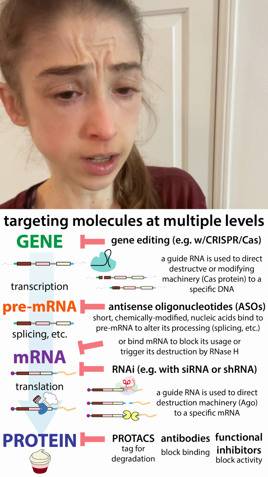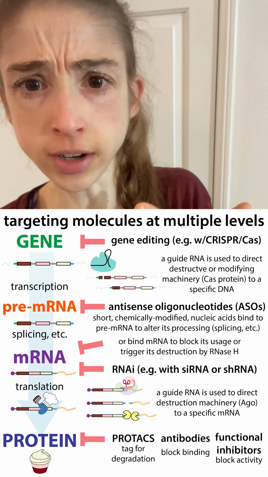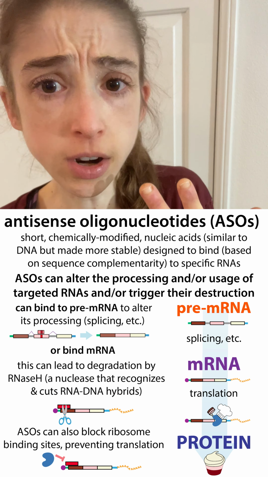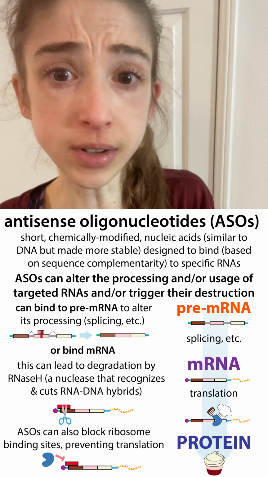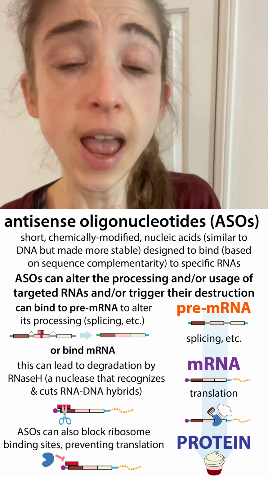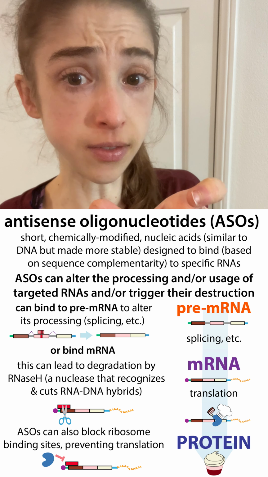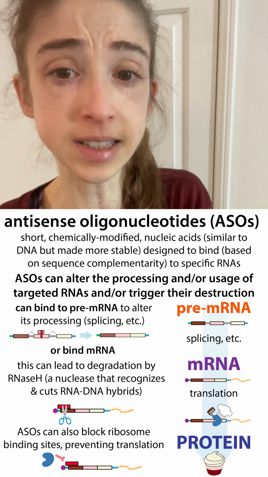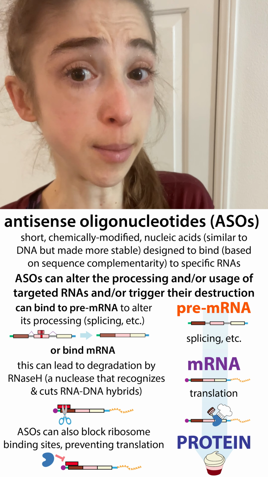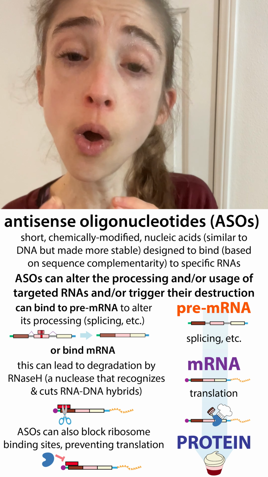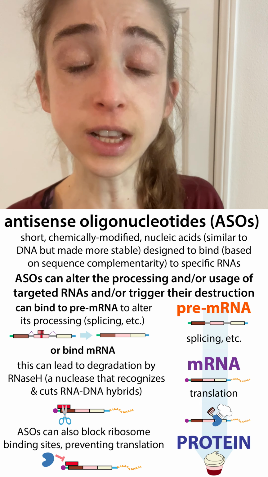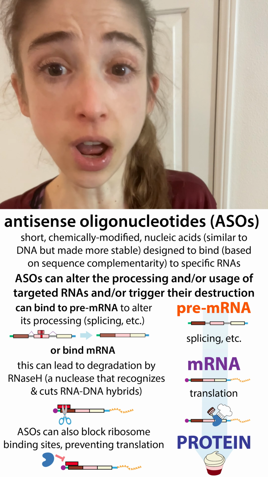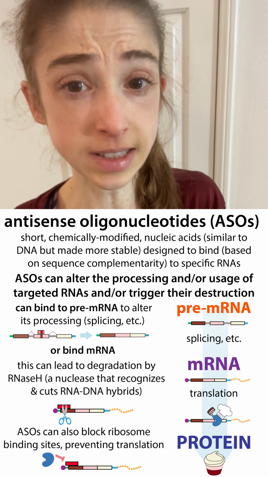RNAi targets the messenger RNA. What if you want to target the pre-messenger RNA? Then you can turn to antisense oligonucleotides, or ASOs. ASOs are short pieces of chemically modified nucleic acids that can bind to either the pre-mRNA to influence splicing, or they can bind to the messenger RNA to influence translation, as well as to promote degradation of those messenger RNAs.